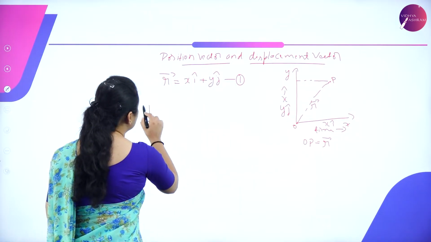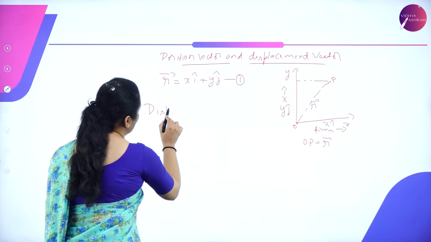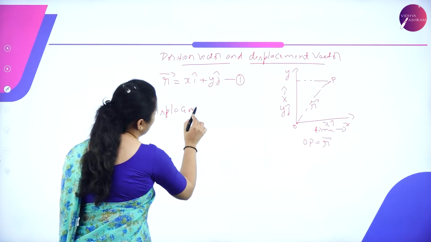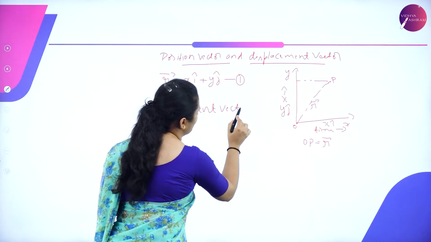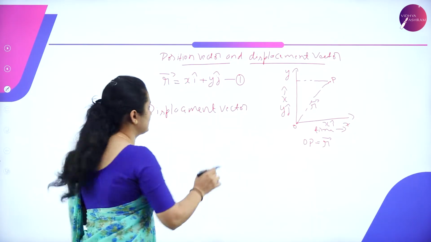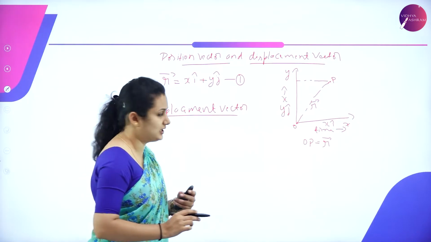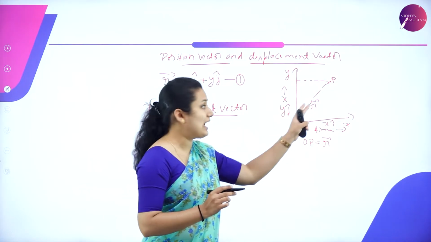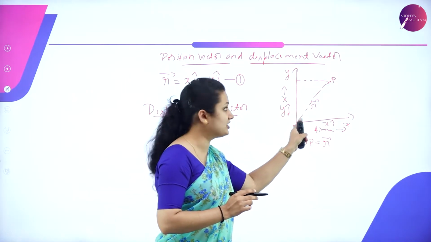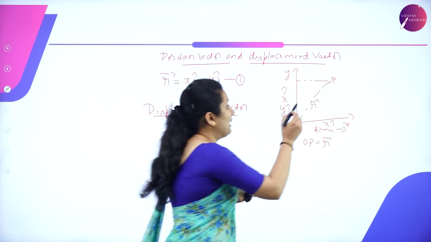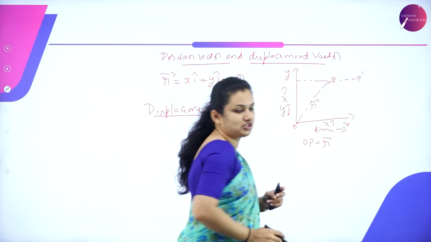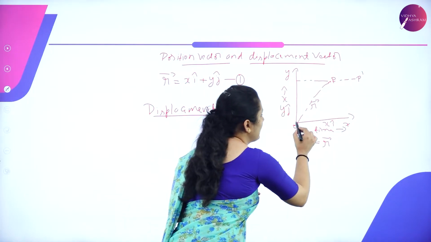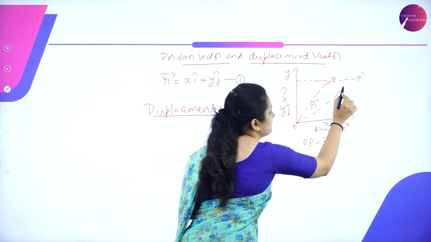Then what about displacement? What about the displacement vector? How do you resolve the displacement vector into its respective components along x and y axis? That we will study here. For example, now I have a particle which has moved from origin to P. Now from P, it is displaced to some point P dash. I will join its line from origin.